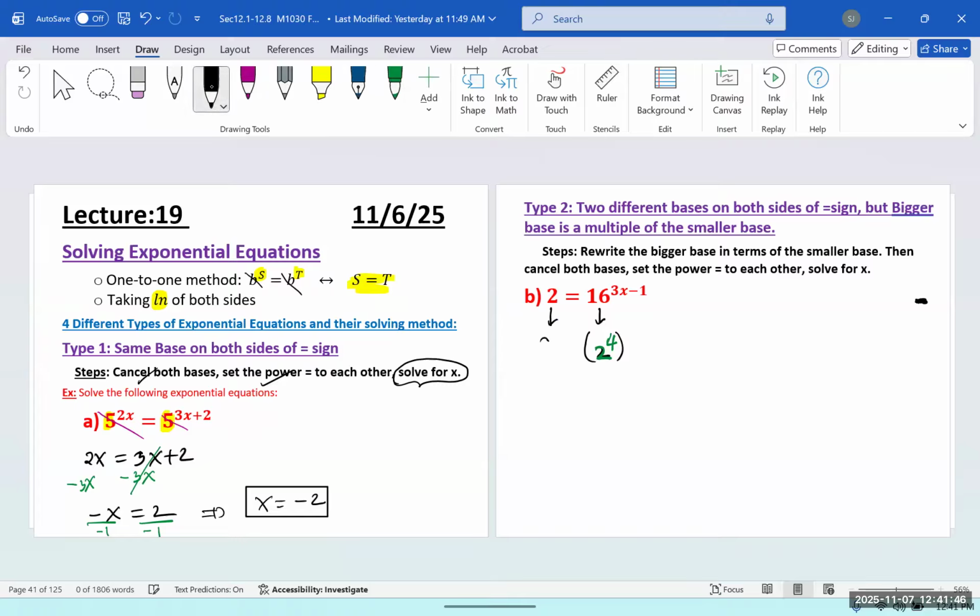So these two, we keep it. It has nothing to do. And we rewrite 16 as 2 to the 4. And we keep our power 3x minus 1. So we have, what power does 2 have? 1. 2 to the power equals 2 to the, what do we do when we have 2 powers? Distribute, so we multiply them. We get 12x minus 4.